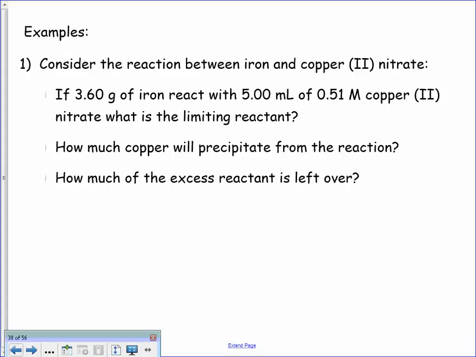And then the 3 big questions are: what's the limiting reactant? How much copper will precipitate? So we already know copper is precipitating in our reaction. And how much excess reactant is left over? So there are a lot of questions asked right around this one reaction. So what do you guys want to start with?